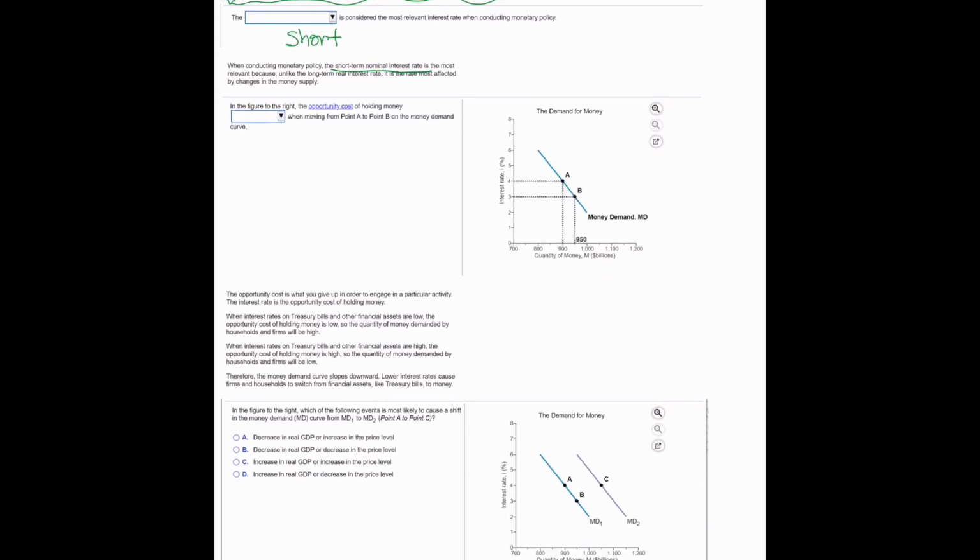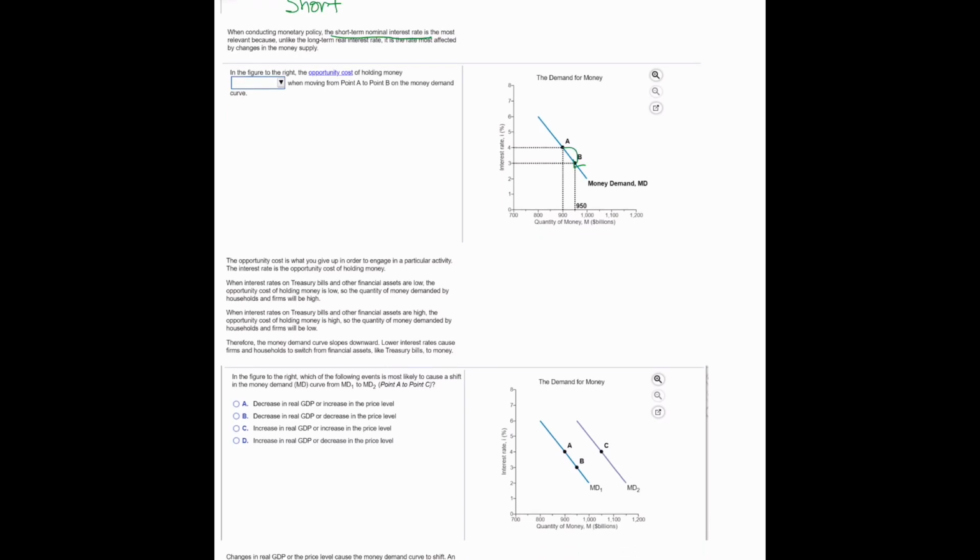In the figure on the right, the opportunity cost of holding money does what when you move from point A to point B? So hopefully you can see that it decreases. And you've got a little definition down here as well. The opportunity cost is what you give up in order to engage in a particular activity. So the interest rate is the cost of holding money. So when the interest rates are low, the opportunity cost of holding the money is low. You're not giving up very much. So it falls when it goes from A to B.